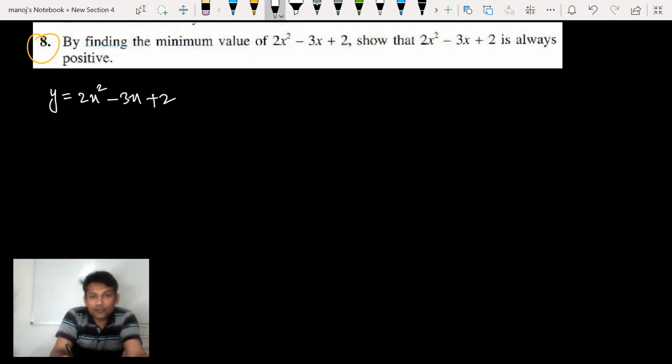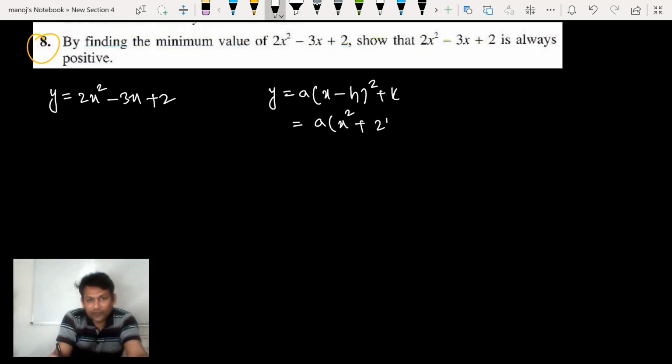Okay, I'm using a different formula, the comparison method. The comparison method I have discussed. This is a(x minus h) whole square plus k. When you expand, normally students have memorized this. This is the same fixed formula, 2hx. This is negative. This is plus h square and plus k. And what's the formula? ax square minus 2ahx plus ah square and plus k.